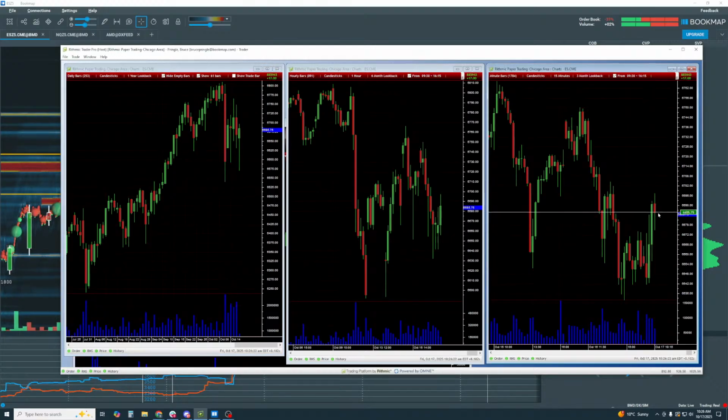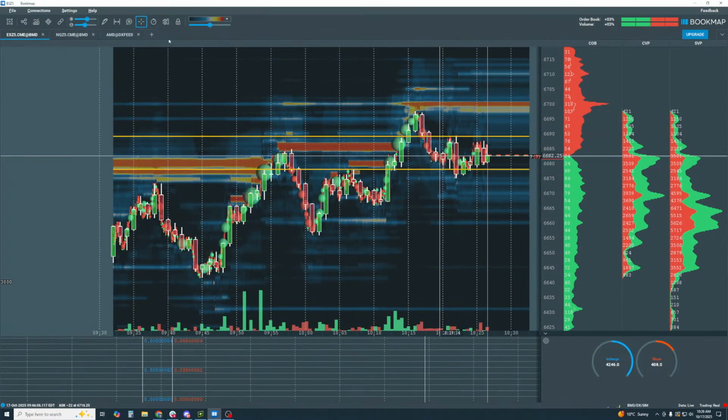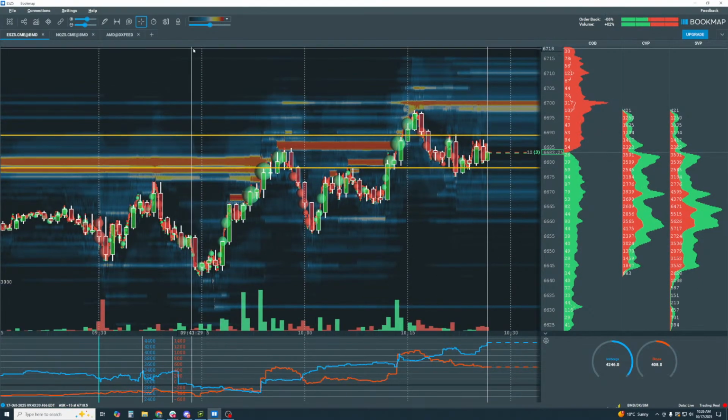here comes some buyers to try to get right back up here. It's not seeing much, guys. So let's look at some other key levels in here, and I'm going to take the candlestick chart off for now.